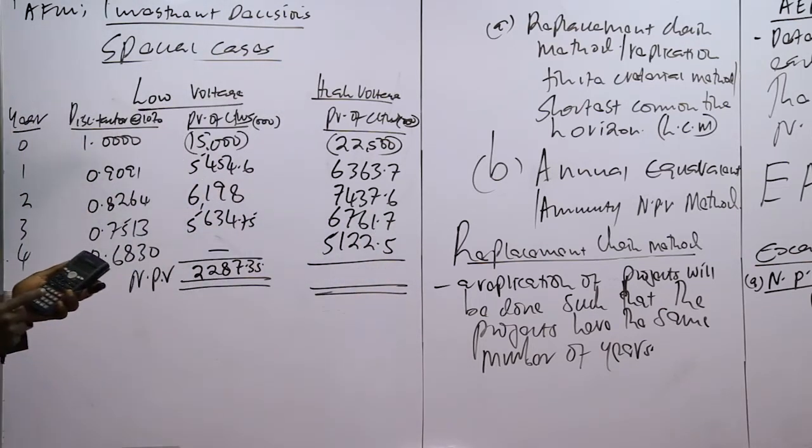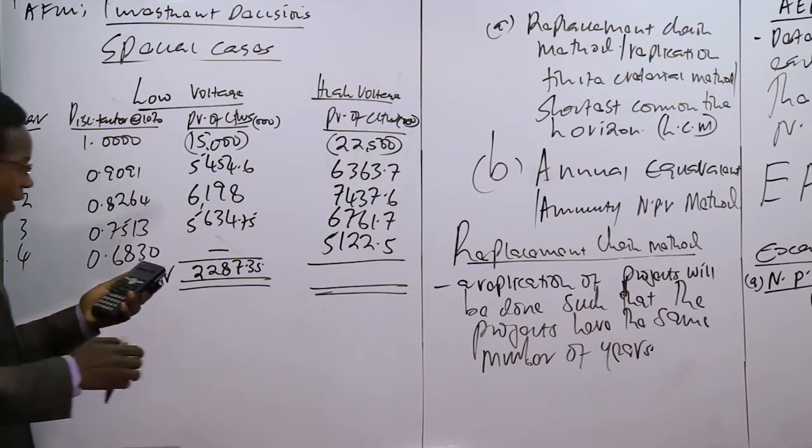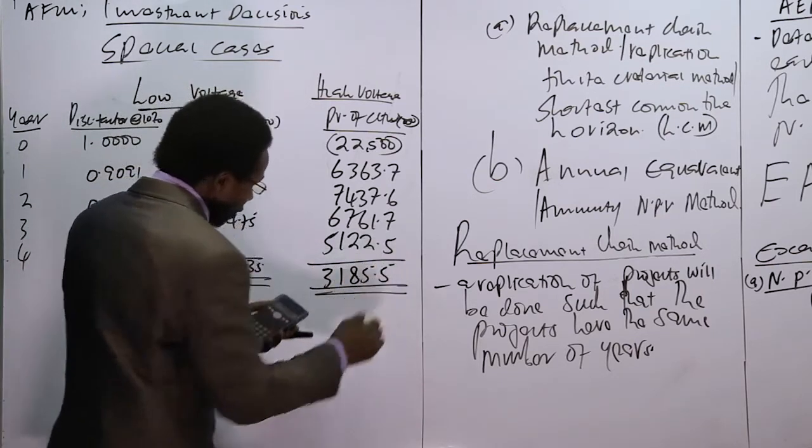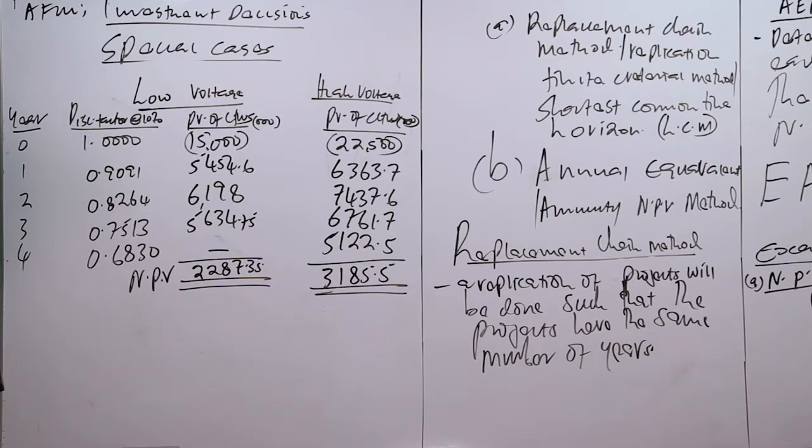So what would that be? We come and say minus 22,500 plus the 6363.7 plus the 7437.6 plus the 6761.7. Then we have 5122.5. Now we have that one, 3185.5. So that is our NPV.